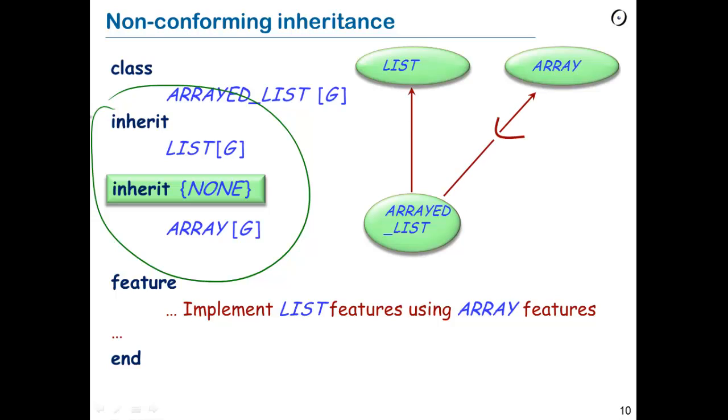And in the graphical convention, you can see that we represent such forms of inheritance with this little special symbol in the arrow. We talk about non-conforming inheritance. The consequence of writing inherit none is that in this case there is no polymorphism. So if you have a list variable, you can assign an arrayed list to it, but if you have an array variable, you cannot assign an arrayed list to it.